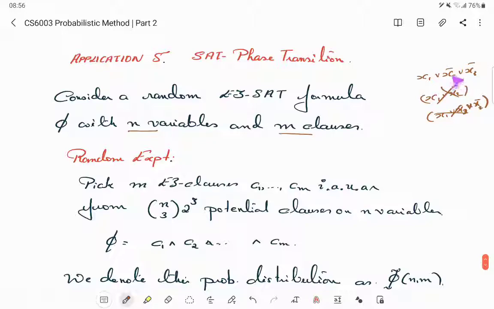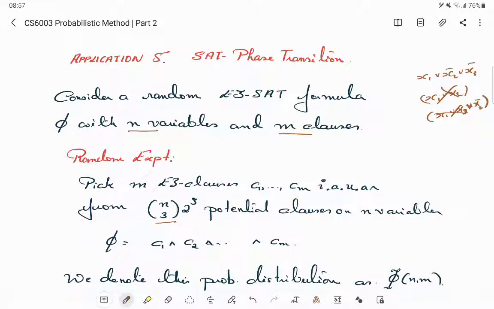Each clause involves 3 variables. Since you have n variables and you have to pick 3 of them, you can do that in n choose 3 ways. And for each of the 3 variables, you have a choice whether to retain it in the positive form or to put a bar, or to negate it. Okay, so that gives you 8 choices. So there are 8 times n choose 3 potential clauses.